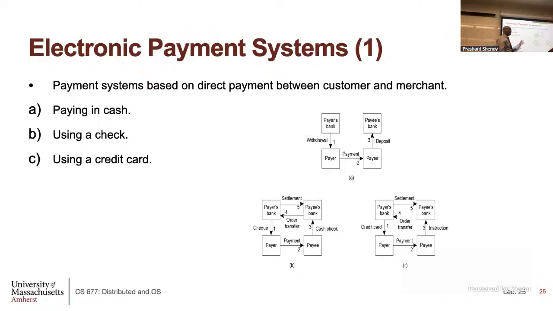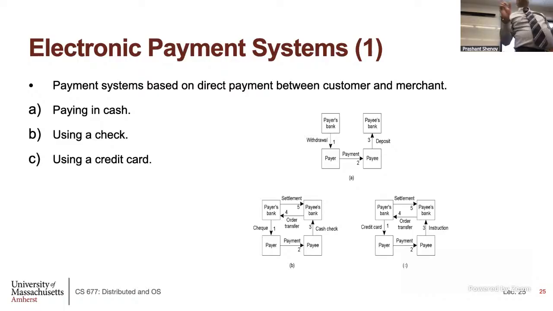So this is nothing to do with a distributed system. These are just regular payment systems. So if you are using cash for your transactions, the way this works is you, as a payer, will then get some money from the bank. You'll go and buy something. You'll give cash. Okay? And then the merchant can then deposit that money into their bank.